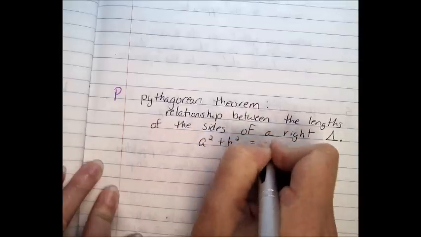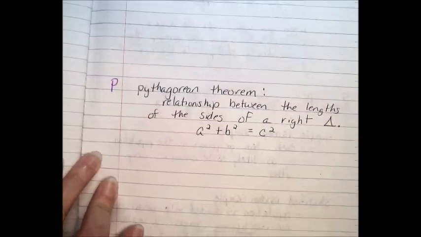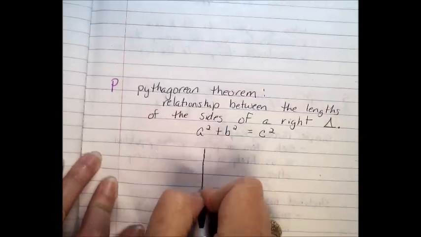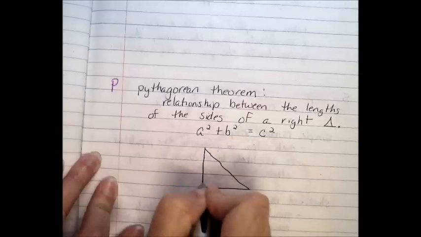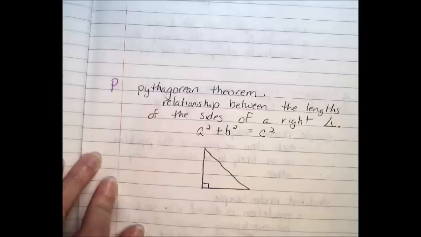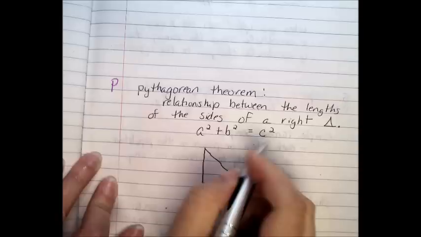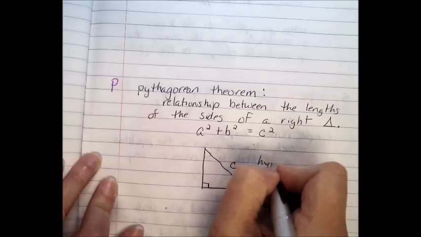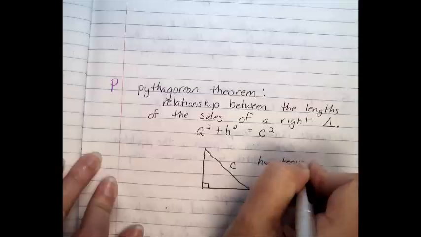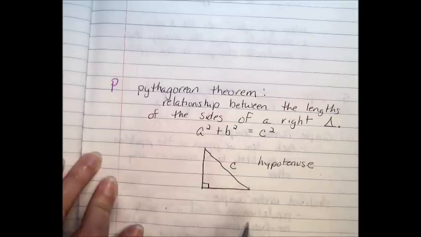Now for this to make sense, you have to understand the parts of a right triangle. I'm going to draw this right triangle here. The first thing that you need to know is that the side opposite the right angle, here's the side opposite the right angle, is always c. It's called the hypotenuse. And this side opposite the right angle is always the longest side of a right triangle.